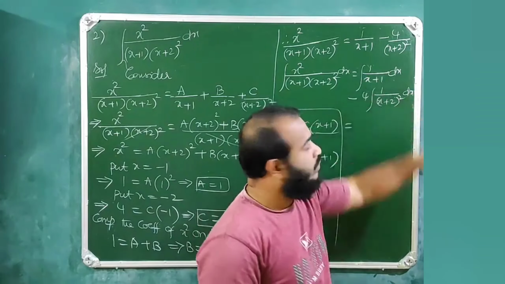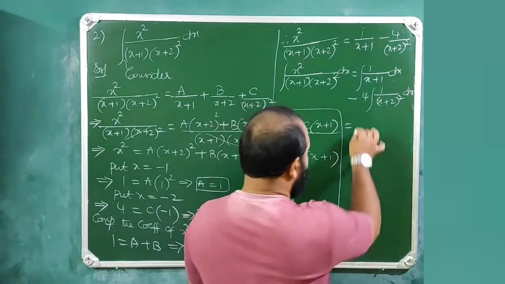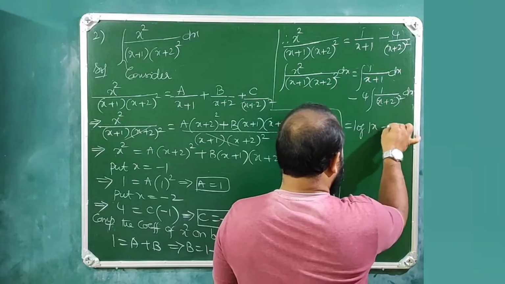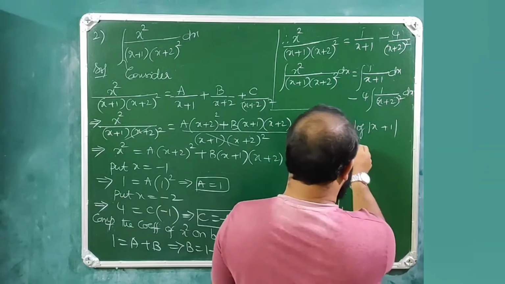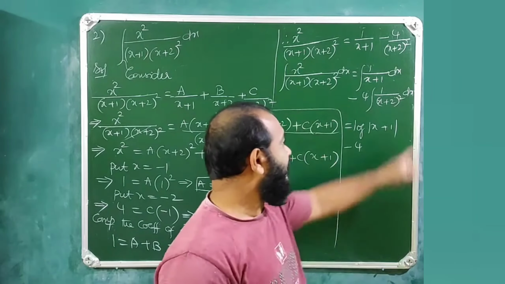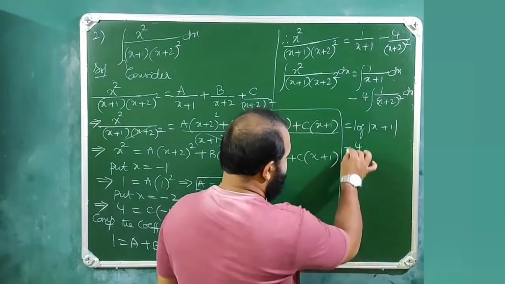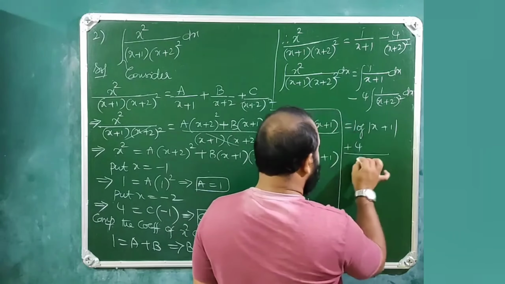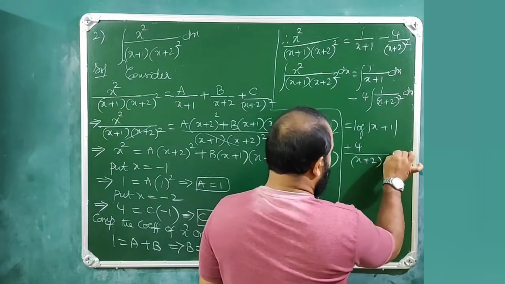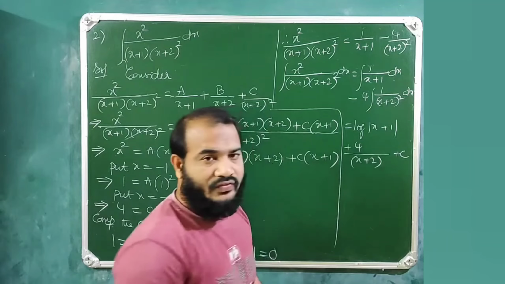So integral of 1 by x plus 1 dx is log mod x, this is log modulus of x plus 1, minus 4. What is integral of 1 by x square dx? Minus 1 by x. Minus of minus is plus, 1 by x plus 2, plus constant of integration C.